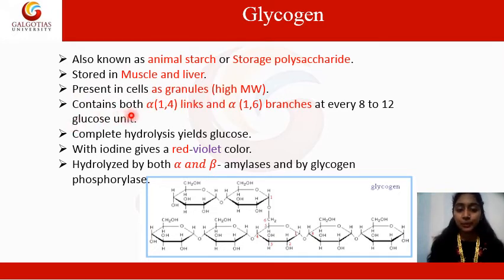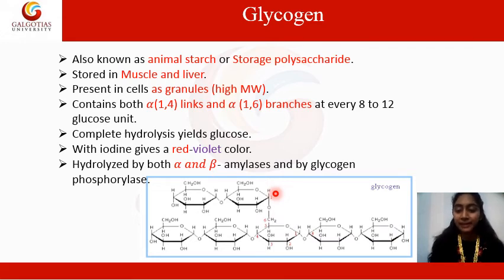So it contains both alpha 1 to 4 links and alpha 1 to 6 branches at every 8 to 12 glucose units. What does this mean? One molecule of glucose is connected to other glucose molecules with the help of an alpha 1 to 4 glycosidic linkage, and at branching, it's an alpha 1 to 6 glycosidic linkage, as you can see here. And branching is there at every 8 to 12 glucose units.